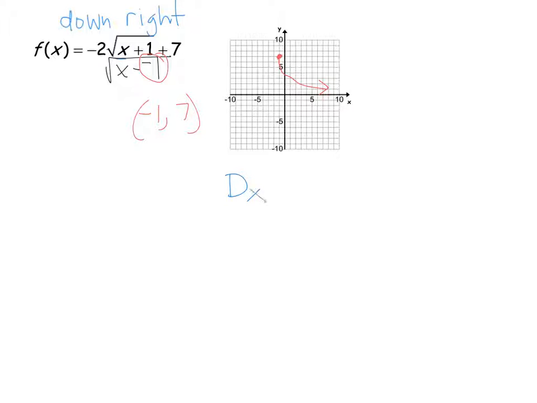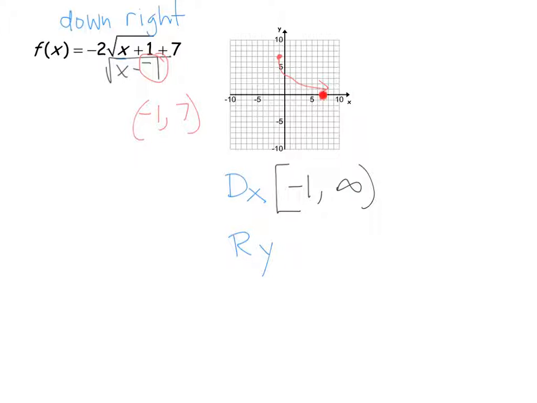Domain is the x's written down from left to right. Range is the y's written down from bottom to top. So on the left, x equals negative 1. On the right, x is the arrow heading towards positive numbers, so positive infinity. Negative 1 to positive infinity. Parenthesis by infinity, bracket by negative 1.